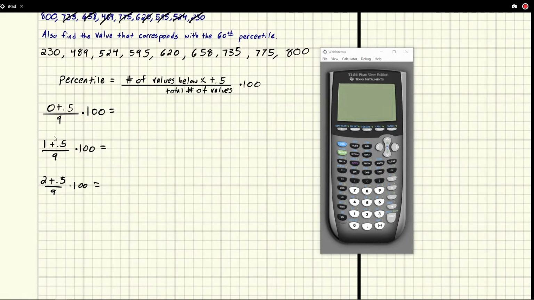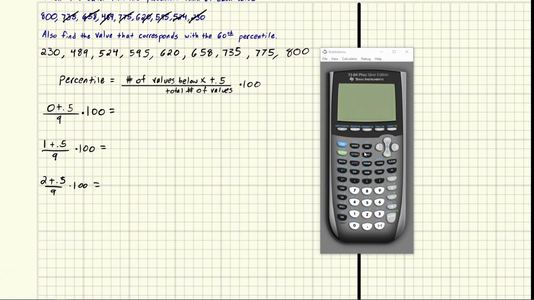And our last one will be 1 less, because at 800, the number of values below 800 is going to be 8, because, right, 1, 2, 3, 4, 5, 6, 7, 8. So the biggest we're going to go up to is 8. We start at 0 and go to 8, and if you count 0 as 1, that's 9 values total.